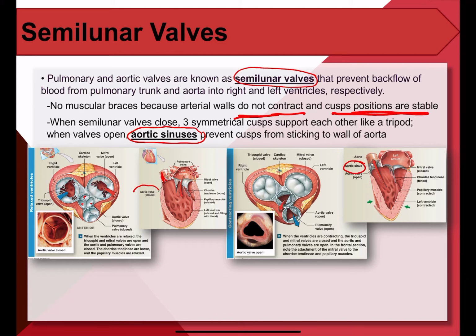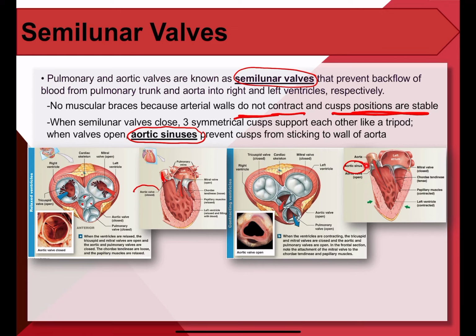So this is the aortic valve opening up, and you see that there is a space between the opening of that flap or cusps and the wall of the aorta. Between that is the aortic sinus that makes sure that the cusps do not end up sticking to the wall, and it won't flap back down, because then we will be in trouble too.